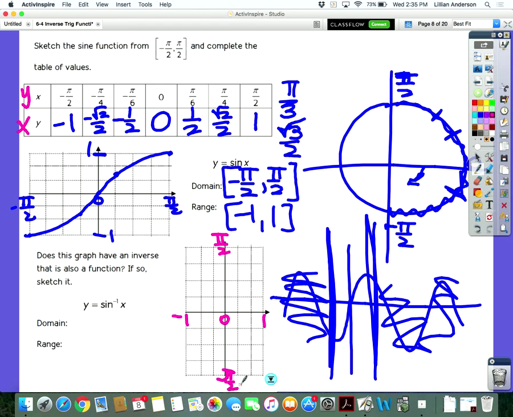So when x is negative 1, y is negative pi over 2. When x is negative 1/2, y is negative pi over 6. When x is 0, y is 0. That hasn't changed. When x is 1/2, y is pi over 6. And when x is 1, y is pi over 2. And this is the graph of your inverse.